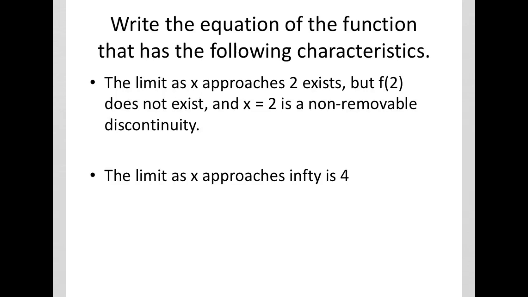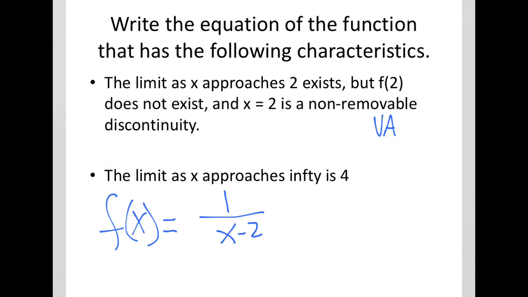So now let's do the opposite idea there. Let's write a function, f of x, that fits these characteristics. The limit as x approaches 2 exists, but the function does not exist. And we're being told that we want this to be a non-removable discontinuity, which again is a vertical asymptote. So to get a vertical asymptote, I'm going to put a factor of x minus 2 in the denominator because that gives me a vertical asymptote at 2.